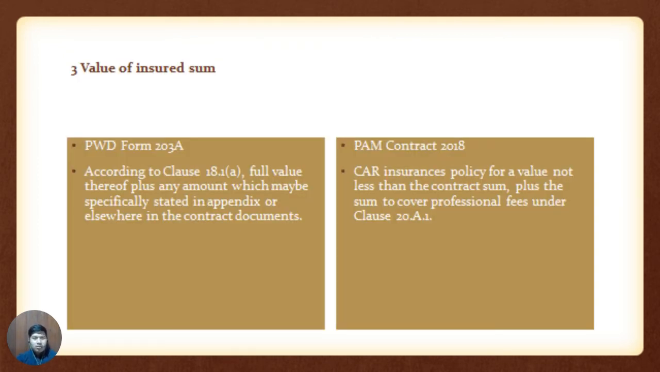Number 3 is value of insurance sum. According to clause 80.1 in bracket A, full value thereof plus any such amount which may be specifically stated in the appendix or elsewhere in the contract document. The CAR insurance policy is for a value not less than the contract sum, plus the sum to cover professional fee under clause 20.1, 20.A.1.